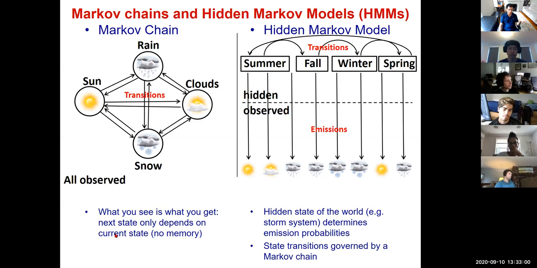Whereas in the Markov chain, there's no emissions. What you see is what you get. The next state only depends on the current state. There's no memory and there's no hidden anything. Snow is snow, and that's the state that you're in. There's no hidden set of seasons.